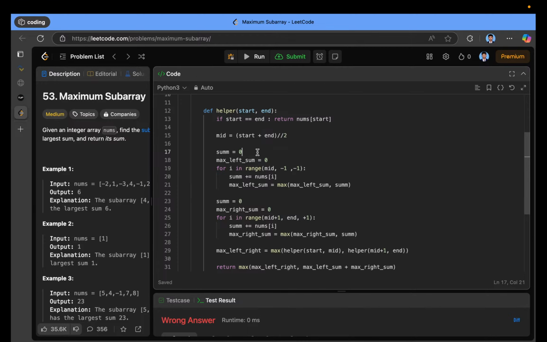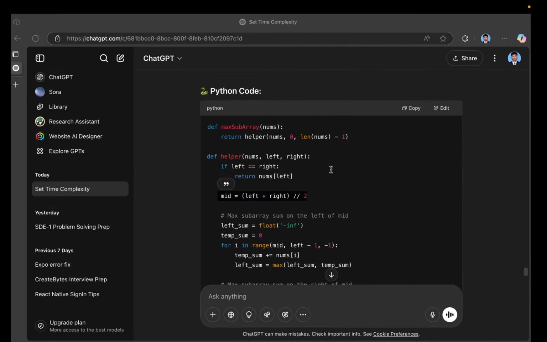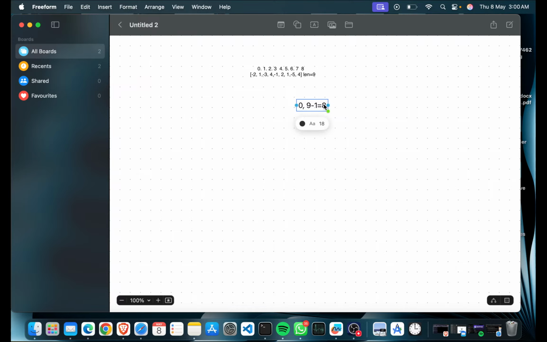Okay, let's try. Sum is equal to 0, max left, max underscore left and max underscore right. Something like max left, max right, max left right, and what is it returning? I don't know. Okay, these values should be there, and we should also name them start, end. Okay, I should copy this.